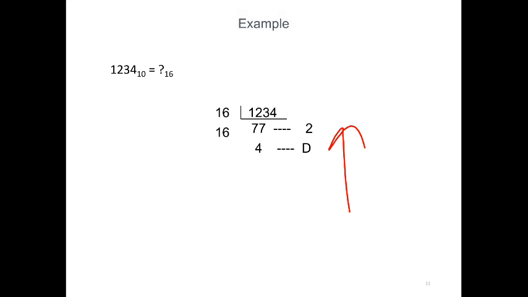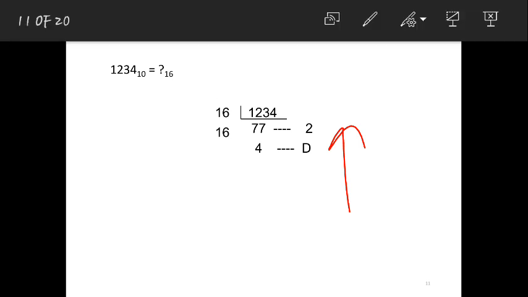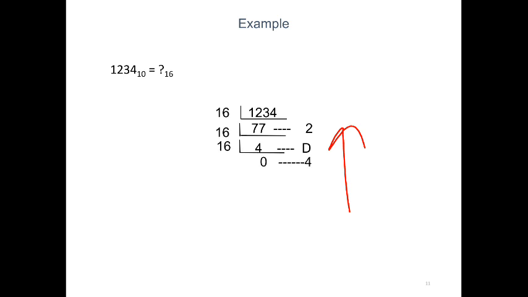Next, after this the 4 is less than 16, so the quotient is 0 and the remainder is 4. So the answer is from down to up, if you write in reverse order, 4D2 will be your answer for 1234. Okay, this is one of the examples we have done.